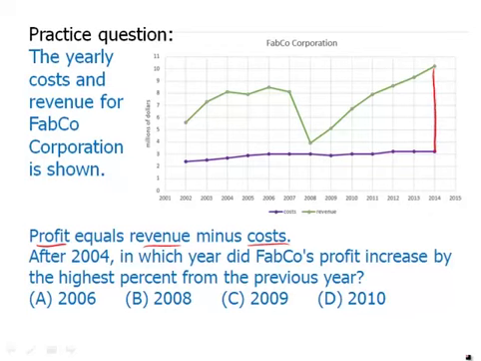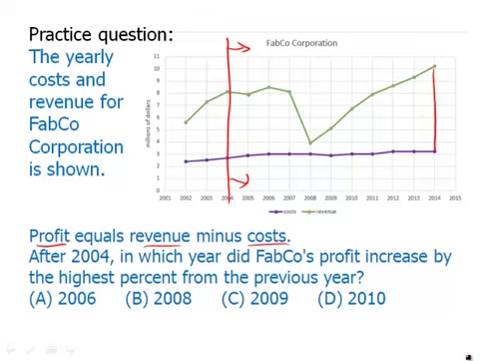So we can see, it looks like the profit is growing. It shrinks to something really small in 2008, although there still was a small profit in 2008, and then the profit starts to grow steadily from that point. After 2004, so we're not considering before 2004, in this region, the highest percent increase from the previous year is what year? Well, let's see, 2006, that's a little increase from here to here. That's not much of a percent.